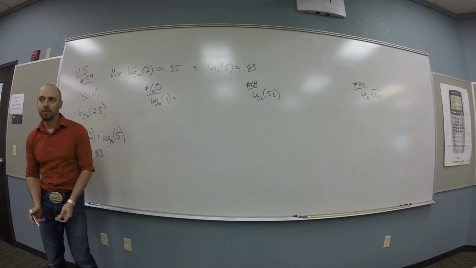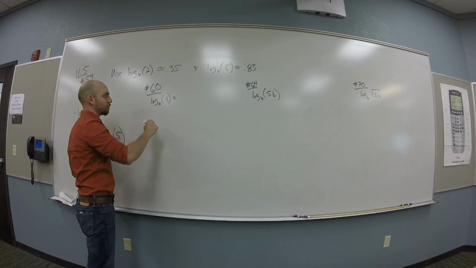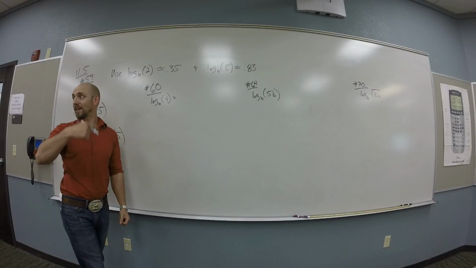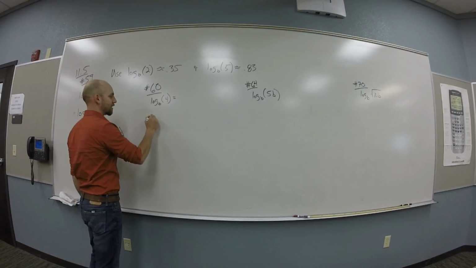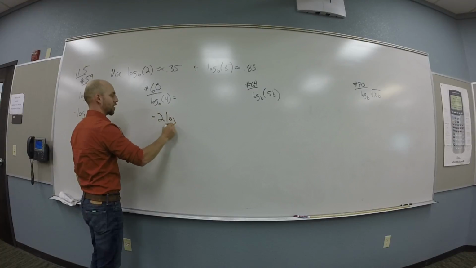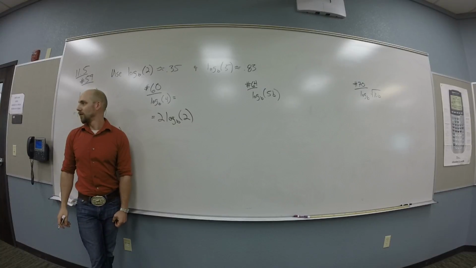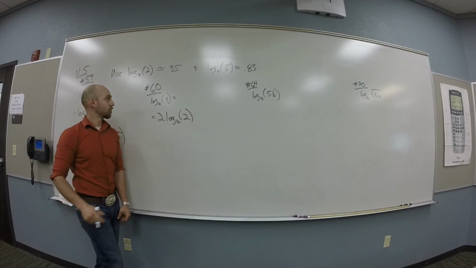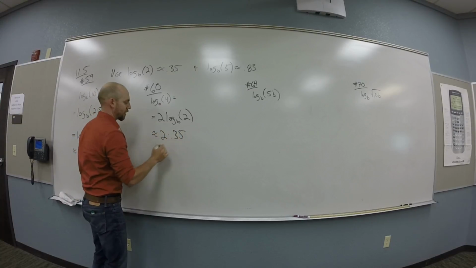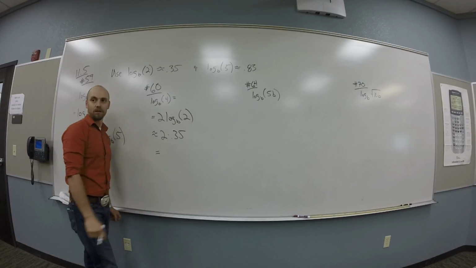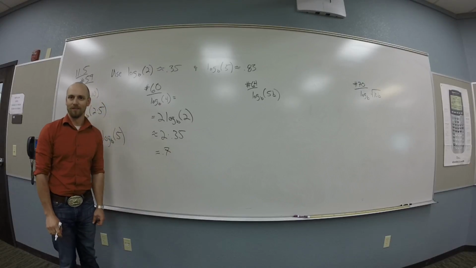So how could I do log base b of 4? I could do this as 2 times 2, or I could do this as 2 raised to the 2 power. Either way, the thing you're going to get is going to be twice log base b of 2. You guys see that? So you just need to multiply. So this is approximately 2 times 0.35, which gives us 0.7.